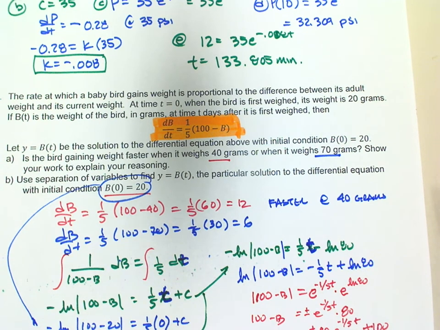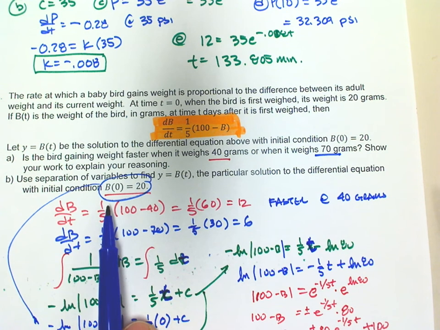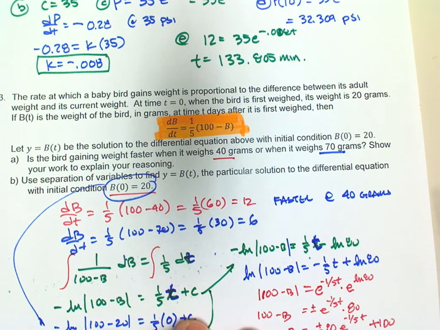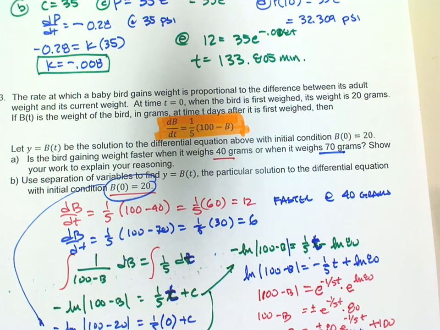I do need to check to see which one of these will match my condition here. And you'll see when t equals 0, in order for me to get this to be 20, this is going to have to be a negative. So b equals negative 80 e to the negative 1/5 t plus 100 is the particular solution to this problem.